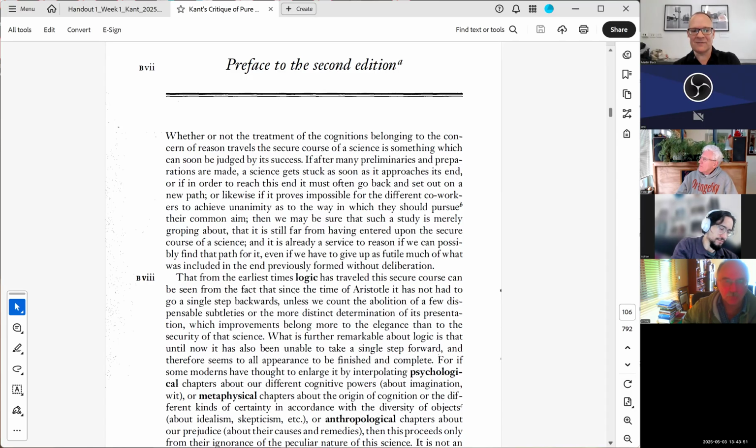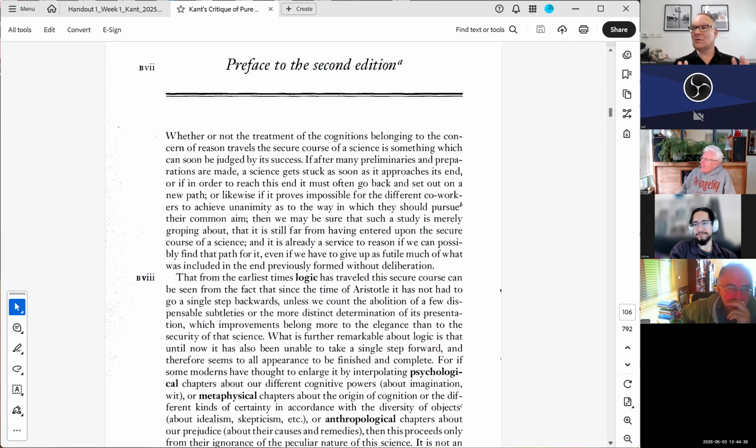So that's the next paragraph. From the earliest times, logic has travelled this secure course. That it has can be seen by the fact that it never took a backward step, and you can't add anything to it now. Now, logicians in the 20th century would say, no, since Frege and Russell, science has made these various developments and so on. And then Kantian scholars will argue they haven't been decisive, it's the same thing with a different terminology and so on. I don't know, and I'm not particularly concerned about that argument.